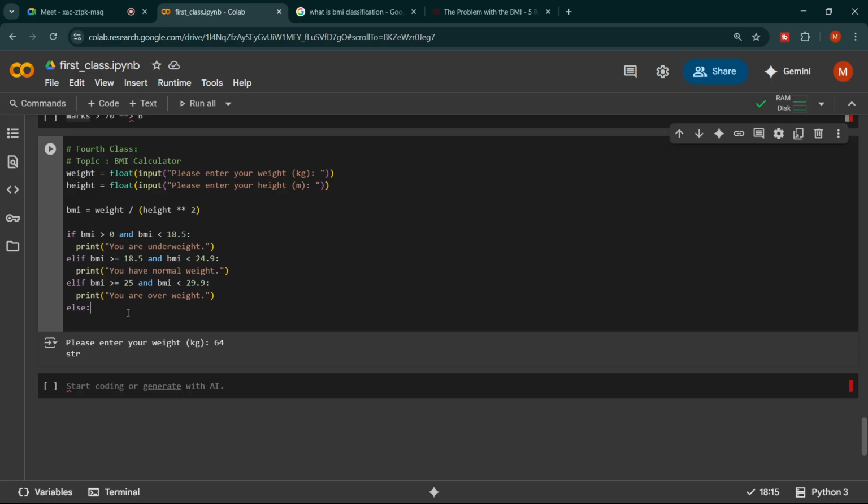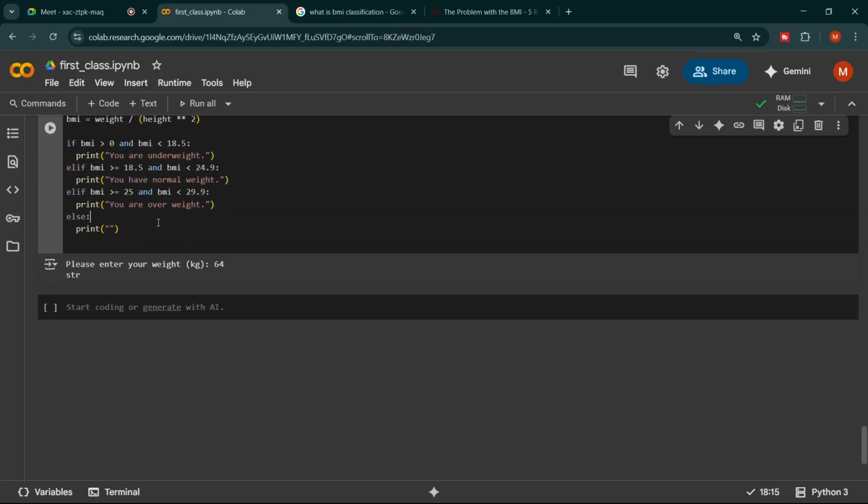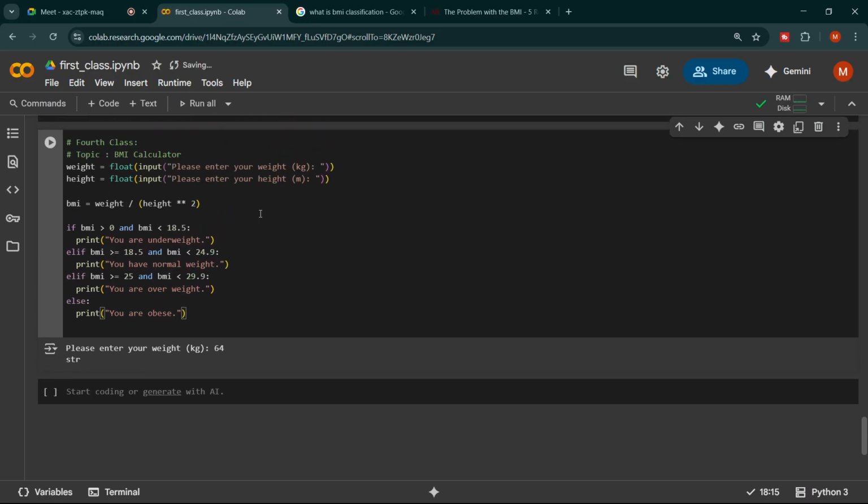Is this clear what I'm saying? Look again, I'm saying if BMI does not lie in any of these three conditions, so Python will automatically redirect that condition into else statement. So it will automatically fall into else statement, and then we can finally print, we can write you are obese, correct? So this is the final line of code. Okay, let's execute and check this one.